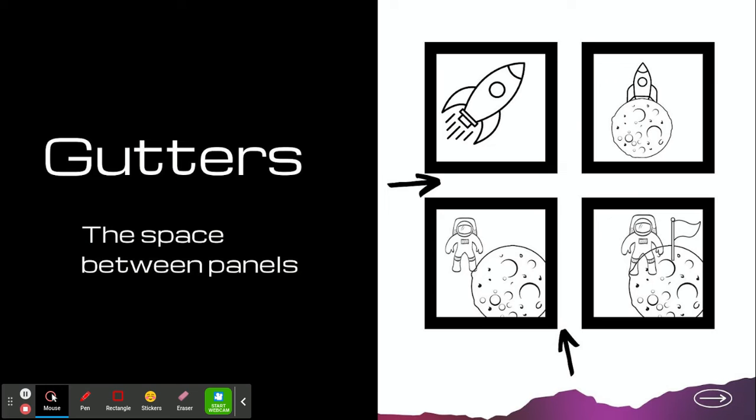Okay, so then we have gutters. Gutters are the space between the panels. So that's any blank space you might see, white, whatever color the artist has chosen. That is the space that you would find between the panels.